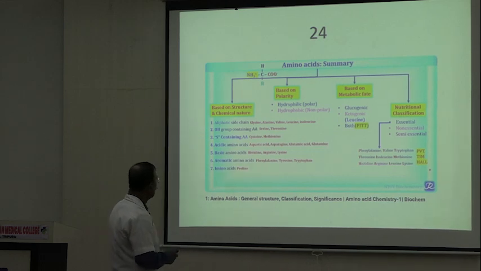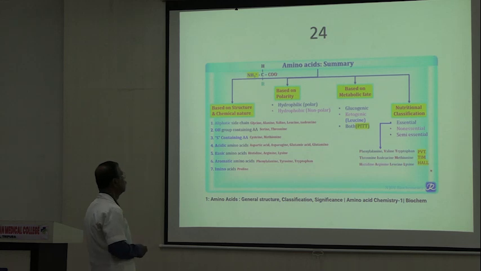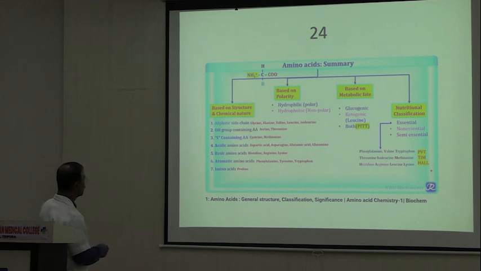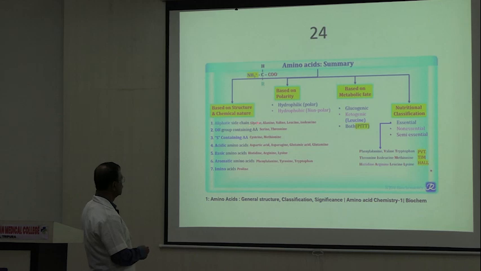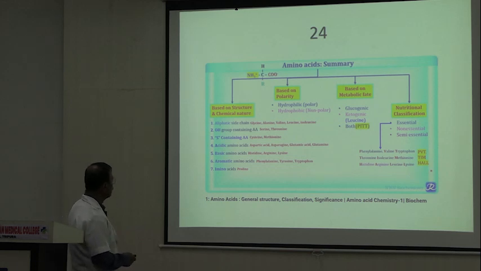So, in summary, we can say amino acids are classified into four major groups. Based on structure and chemical nature, there are seven groups. Those having an aliphatic side chain: glycine, alanine, valine, leucine, isoleucine. Hydroxyl group containing amino acids: serine and threonine.